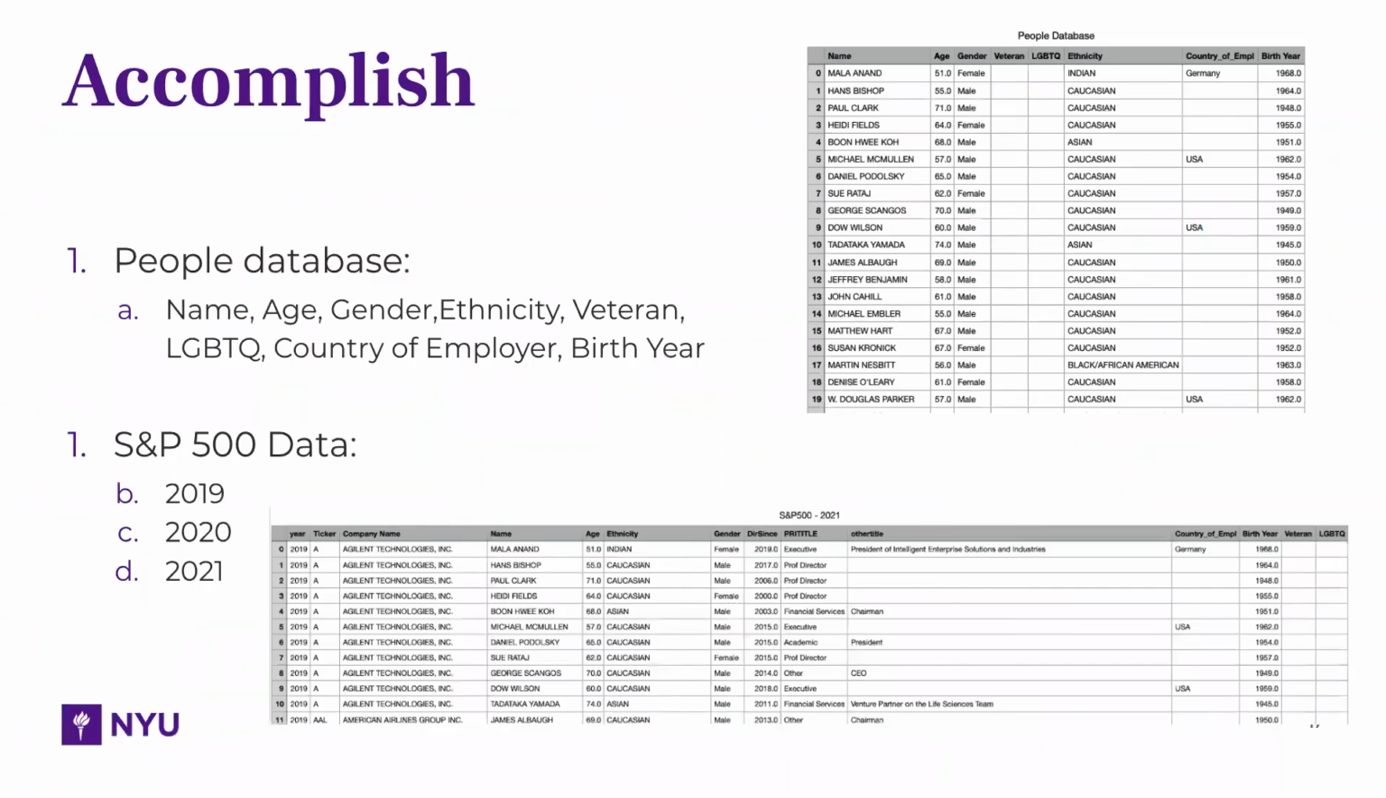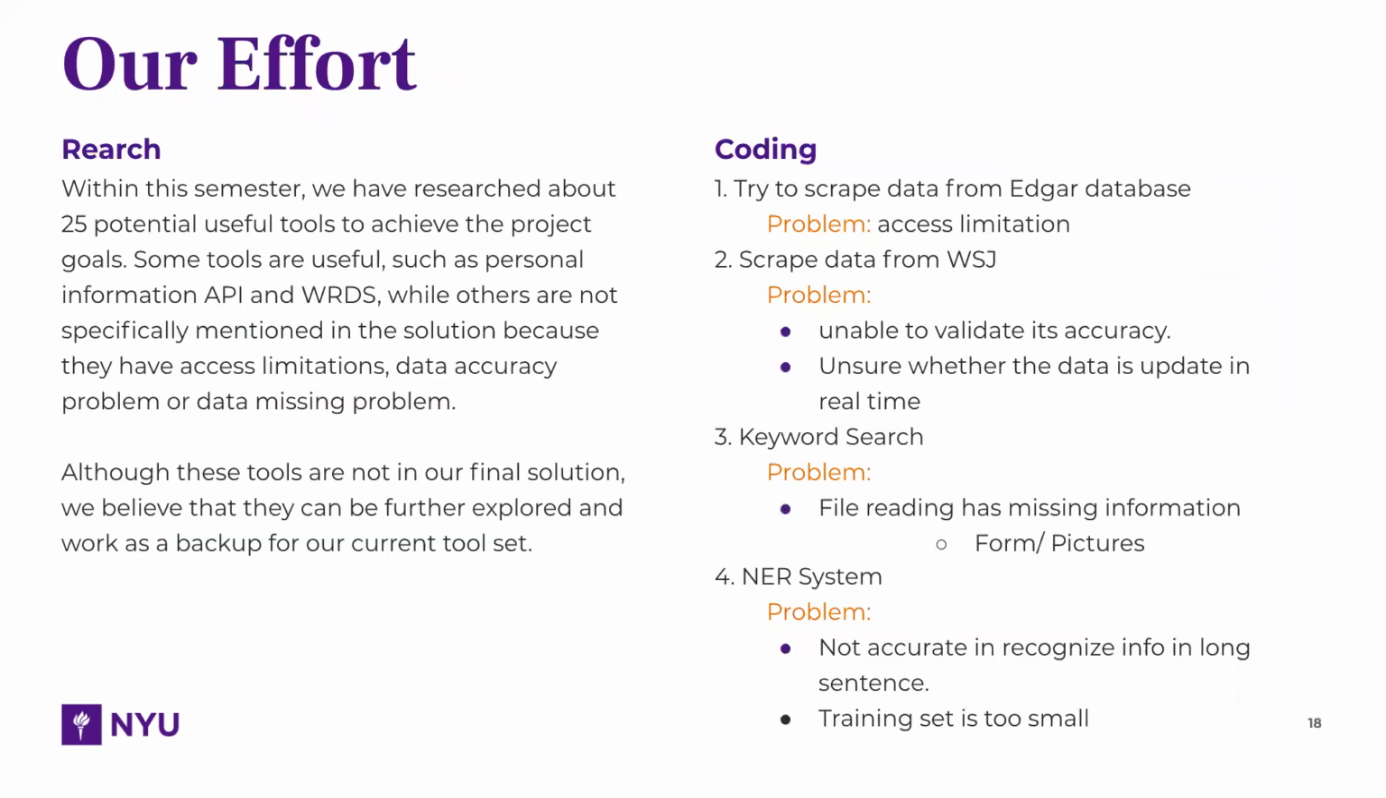Finally, we come to the accomplishment. Not only do we have a lot of tools we can hand to our clients, we also have some code. Using those codes, we generate a lot of different files, which we think are very useful. One is the people database. So the company can use the people database to search for different executives. The people database contains the executive name, age, gender, ethnicity, veteran, LGBTQ, country of employer, and birth year. We also deliver one dataset as S&P 500 data, which includes executive members of 2019, 2020, and 2021. Next slide, please.